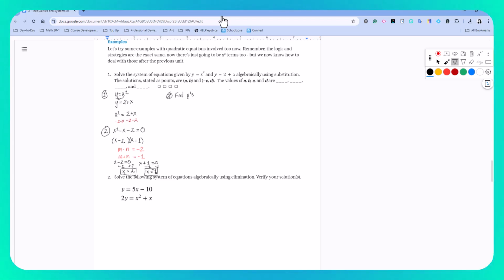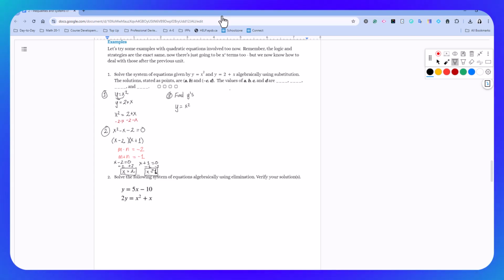So we're going to start by substituting the 2 into one of the equations. Let's pick y equals x squared. So we go ahead and we substitute in the 2, and we get 4. So that means one of the solutions as an ordered pair is 2 and 4.